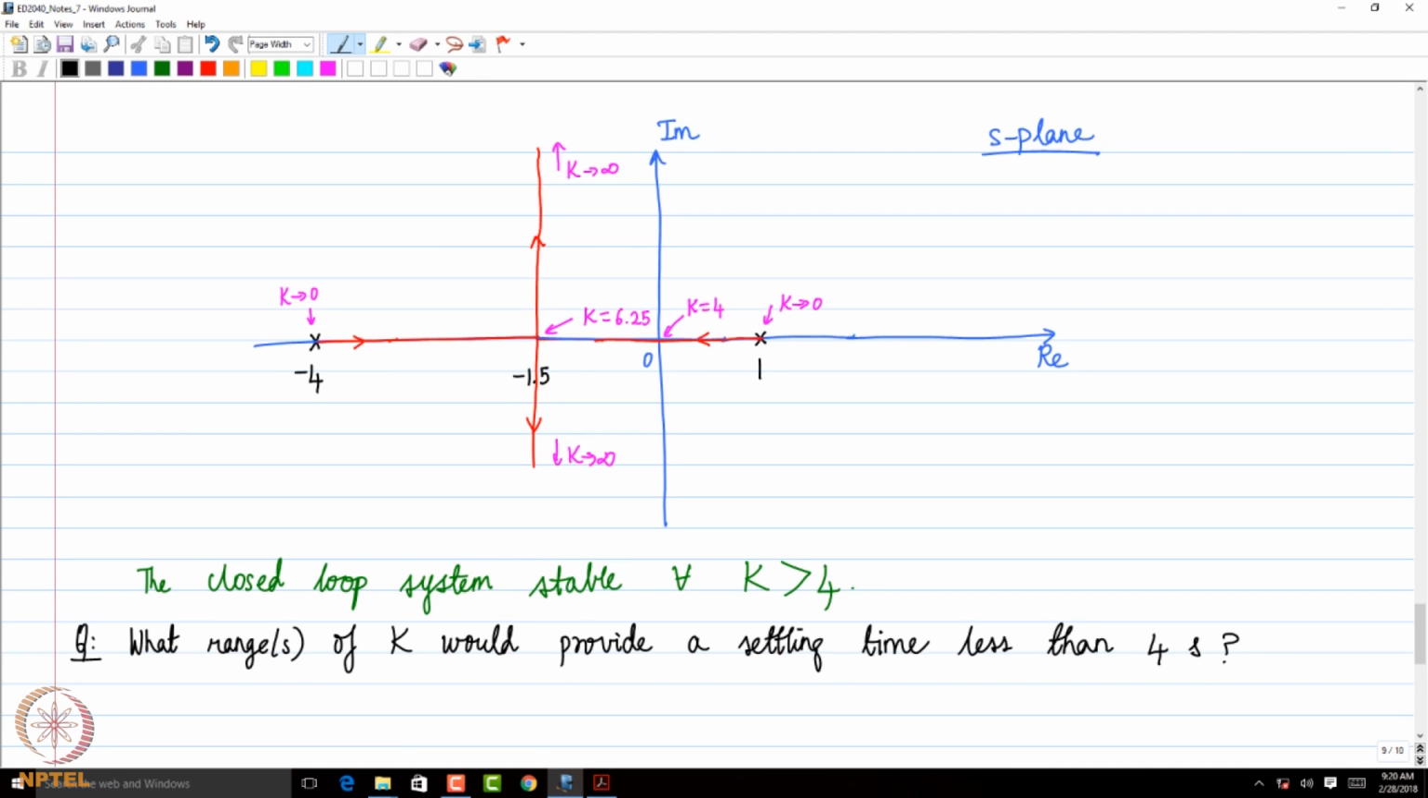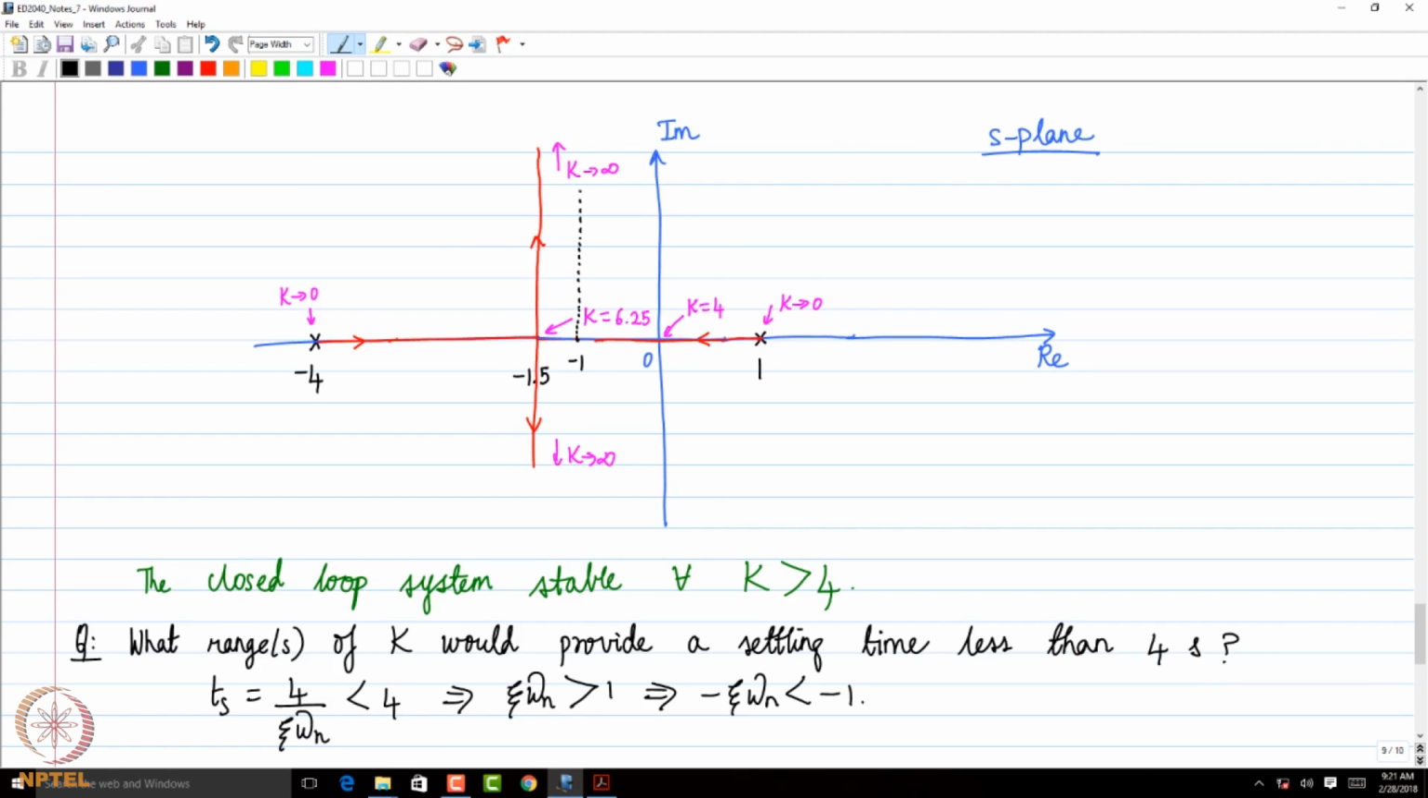So what was the expression for the settling time? Ts was 4 divided by zeta omega n, right? So that should be less than 4, or in other words, zeta omega n should be greater than 1, which implies that minus zeta omega n should be less than minus 1, right? So let's say I draw a vertical line at minus 1.